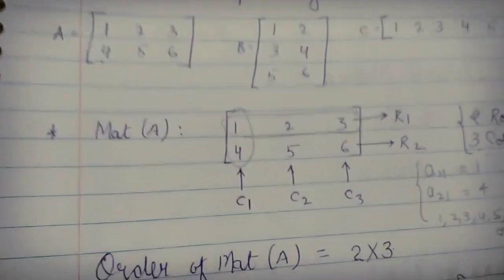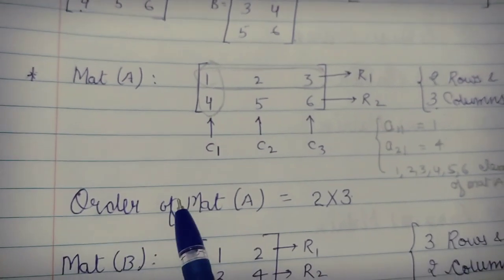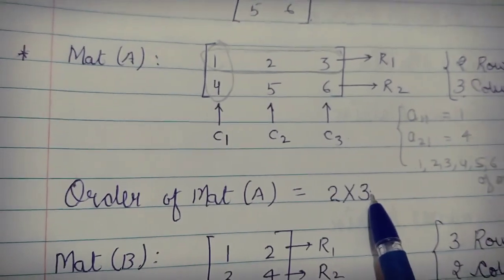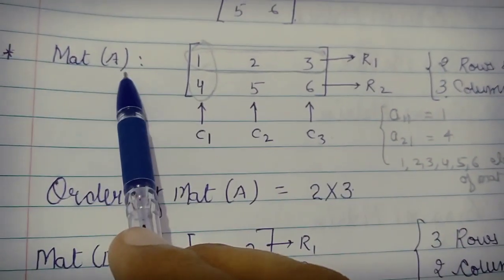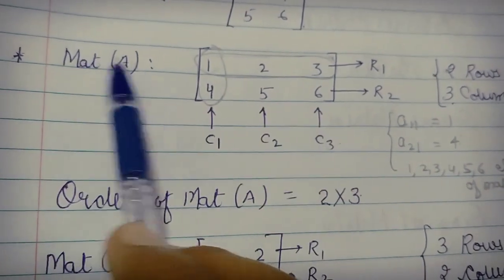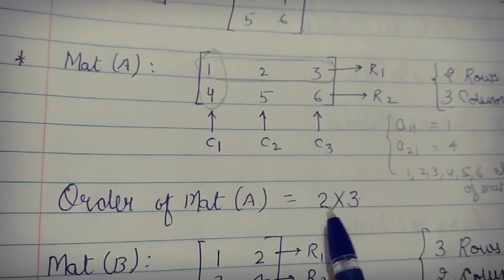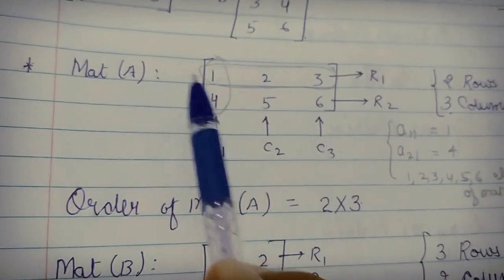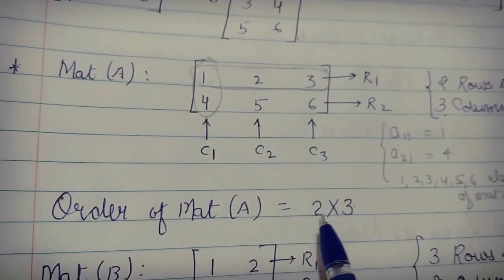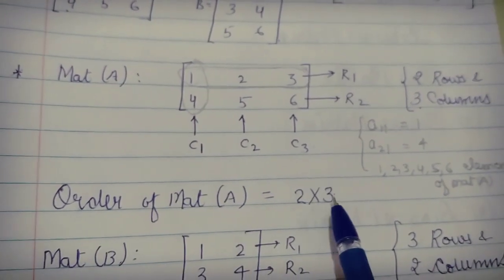Then what is the order of the matrix A? The order of any matrix is written in the form of number of rows by number of columns. This matrix A has 2 rows and 3 columns. That's why the order of this matrix is number of rows by number of columns, that means 2 by 3. That's why the order of matrix A is 2 by 3.